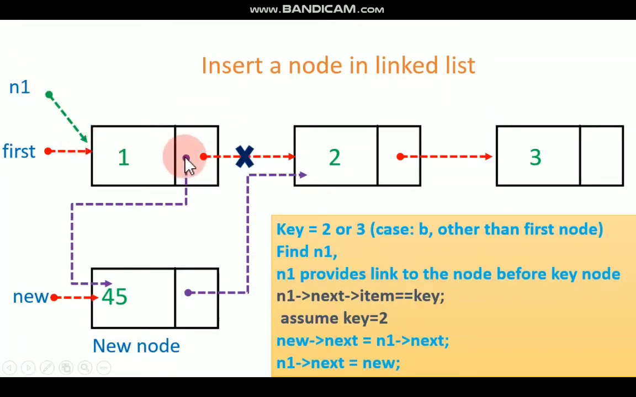N1 arrow next arrow item is equal to key is satisfied, so we do not need to increase n1. Otherwise we need to write n1 is equal to n1 arrow next. N1 comes here, and then we again check n1 arrow next arrow item is equal to key. So it will proceed. Once you get n1, now my n1 is pointing here.